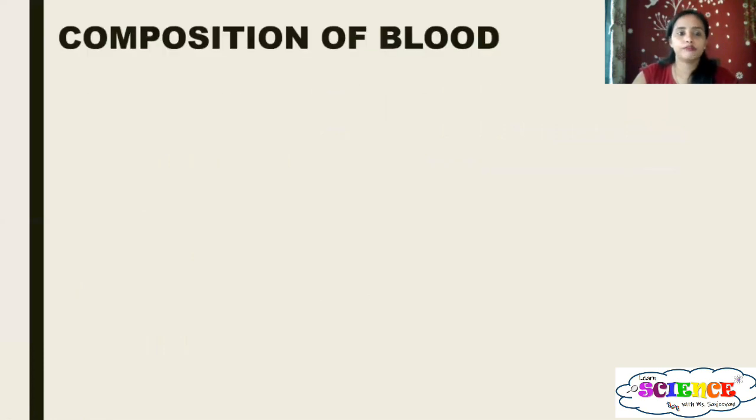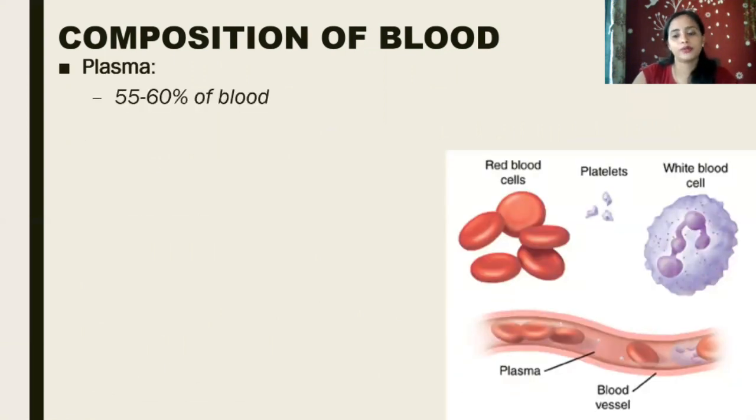Now let us talk about the components of blood. Composition of blood: blood includes two important components, that is blood plasma, and second, corpuscles, that is blood cells. This is blood flowing in an artery. It flows in arteries, veins, and capillaries. Here we can see it flowing in a capillary.